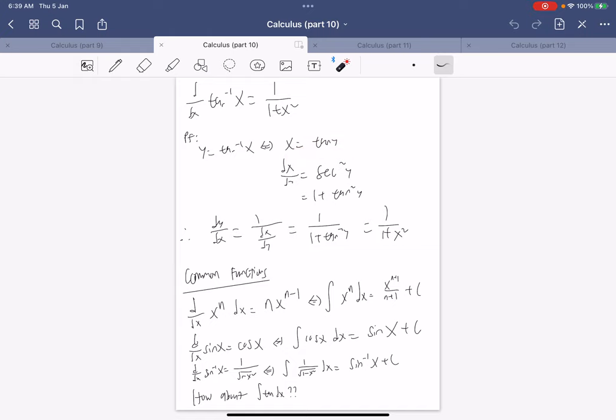You differentiate it with respect to y, you get secant squared y, which is honestly the same as 1 plus tangent squared y. So dx/dy equals 1 plus x squared already. And then dy/dx will just be 1 over dx/dy. And that's just 1 over 1 plus x squared. And so you've proven it.